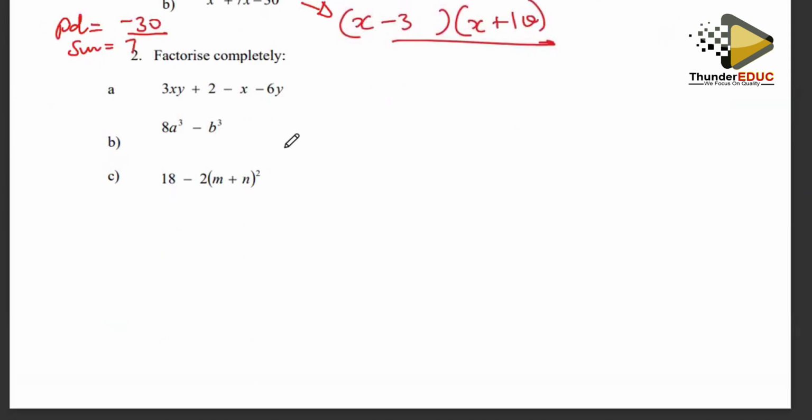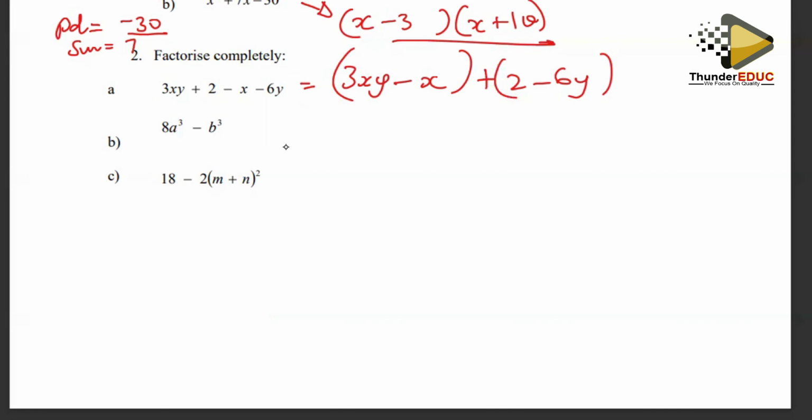Number 2, they want us to factorize completely. So still the same thing, brackets with a plus sign outside there. Okay, do we have anything common? It's not going to make sense if I just group them like that. Let me try to rearrange now because it's not working. So that's going to be 3xy minus x plus 2 minus 6y. Then let me group at this point.